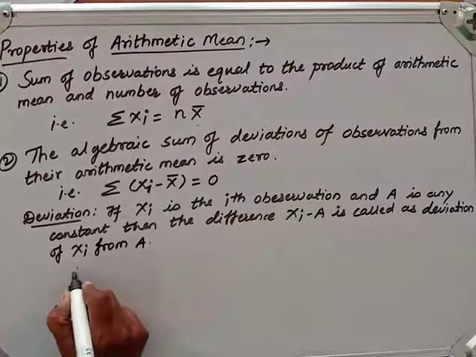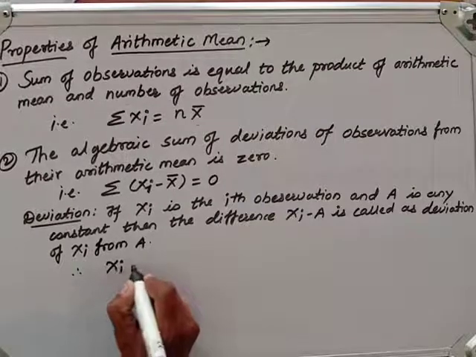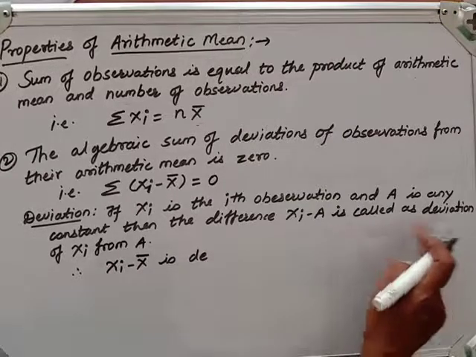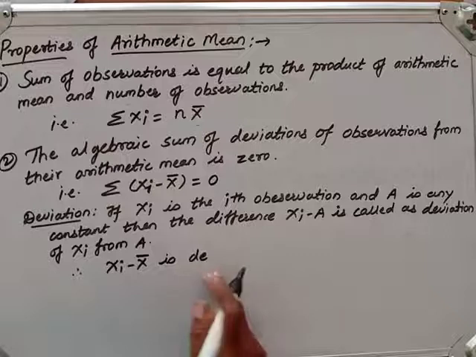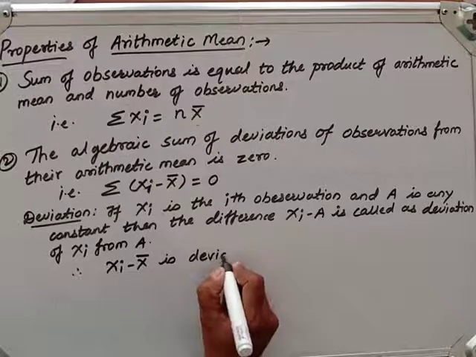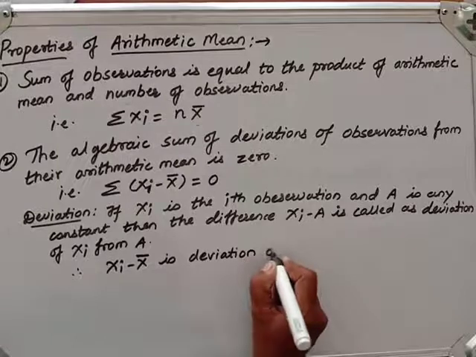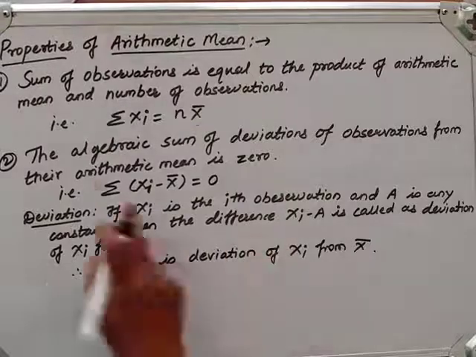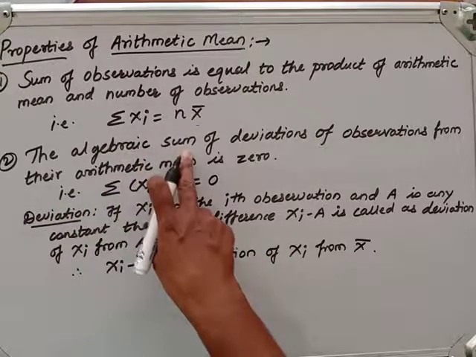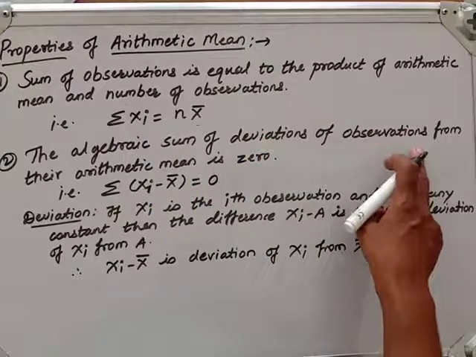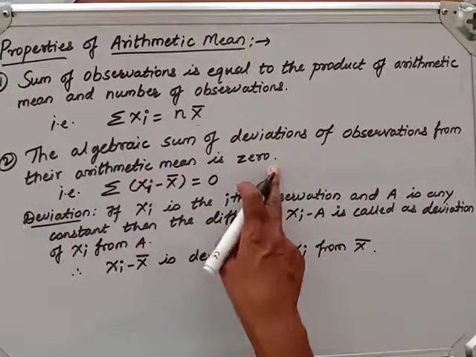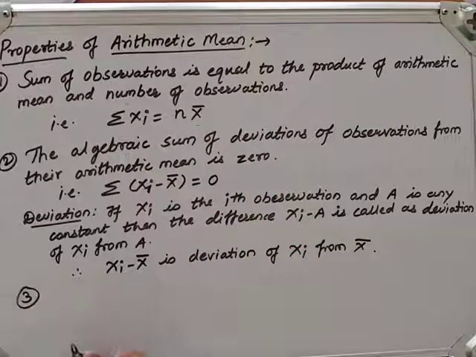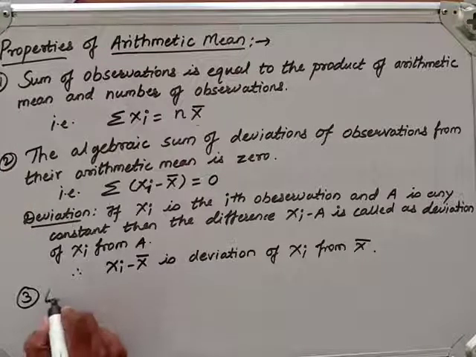Therefore xi minus x bar is a deviation. If xi minus A is called the deviation of xi from A, then this is the deviation of xi from x bar. And the same thing is here: the sum of deviations of observations from their arithmetic mean is 0.